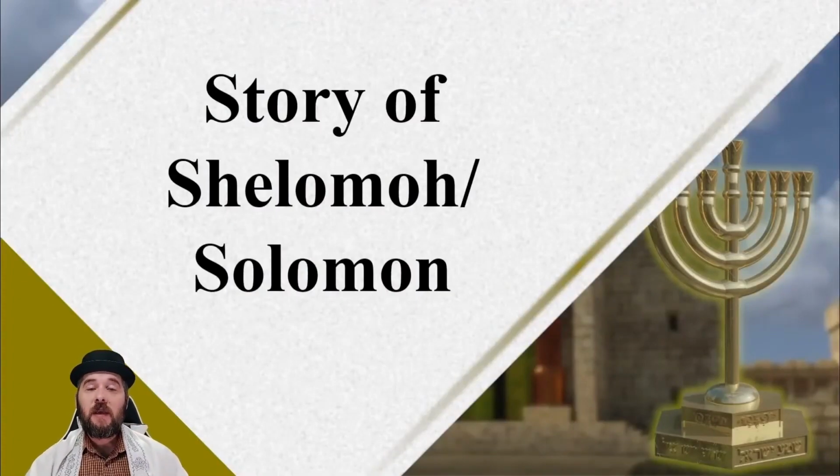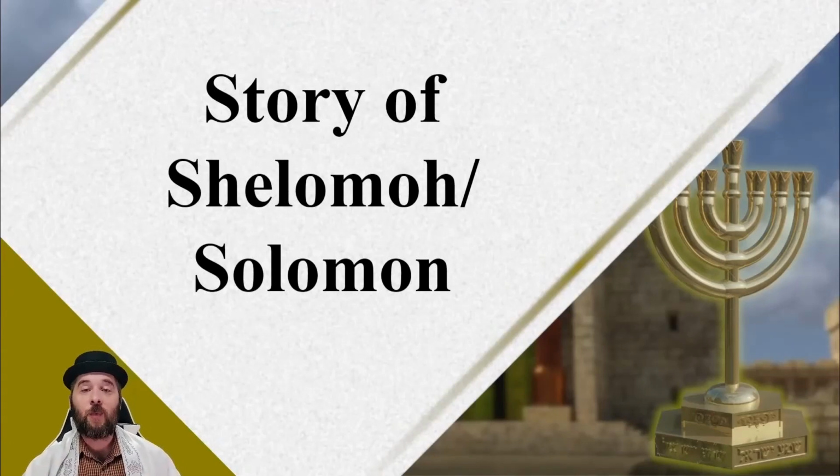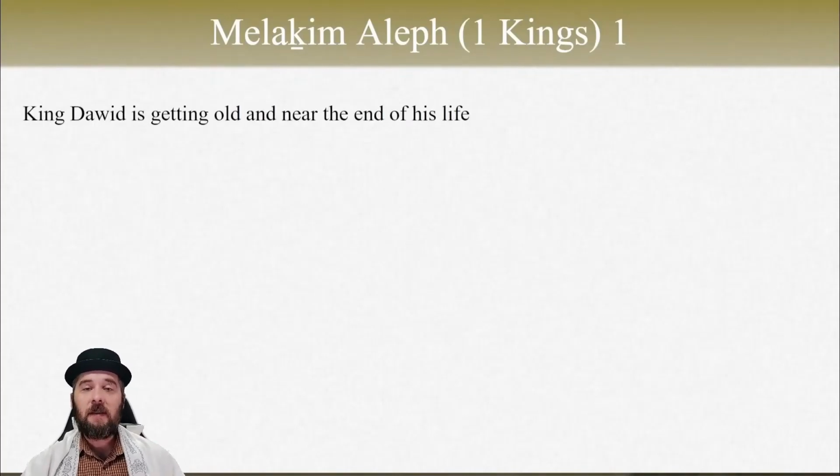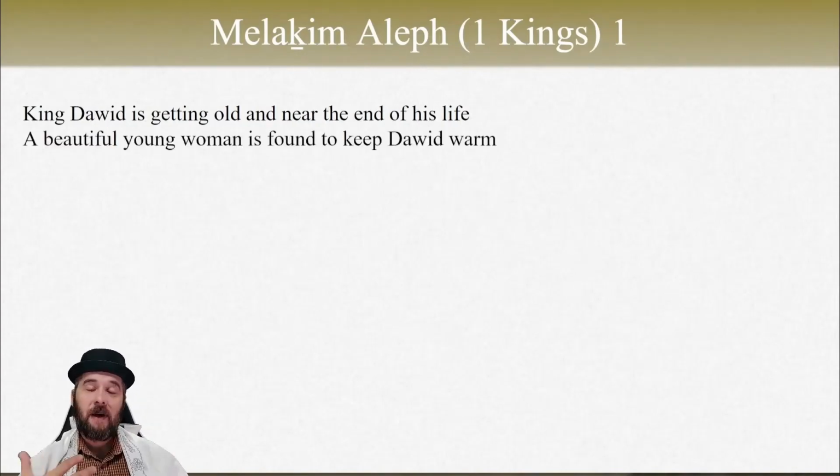So now we get into the actual story of Shlomo and his life, his reign, the things that happened and things that went on. Starting out in 1 Kings chapter 1, if you're following along with us at home. We start out by seeing that King David is nearing the end of his life. He's getting old and he's about to die, right? And because of this, because he's getting near the end of his life and he's very old, he just cannot stay warm. No matter how many blankets and stuff they put on him, he can't stay warm.